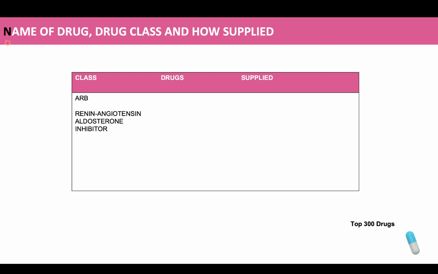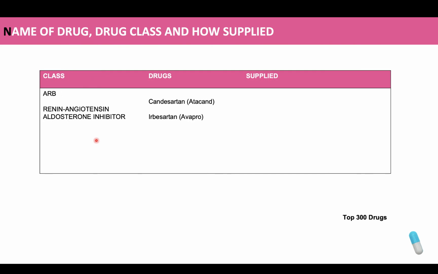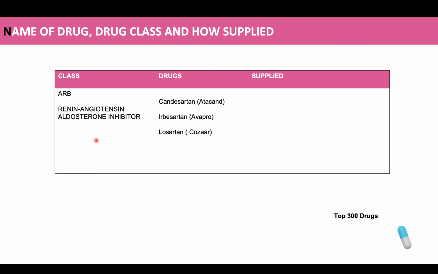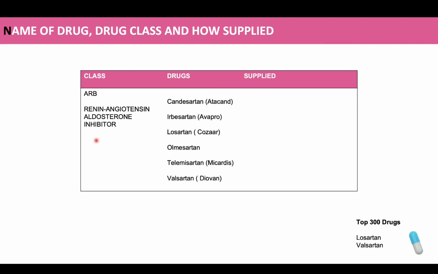N stands for the name of the drug, but what I like to do is include the drug class in this section. And if you need to know how the drug is formulated or how it's supplied, you can easily add that here. So the ARBs are renin-angiotensin-aldosterone inhibitors. And drugs that belong to this class include candesartan, irbesartan, losartan, olmesartan, telmisartan, and valsartan.